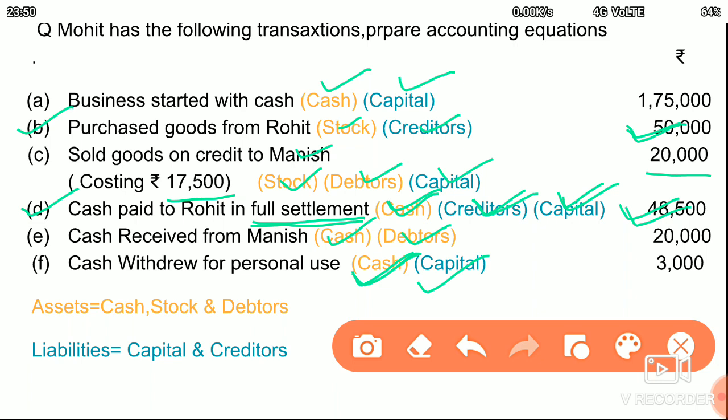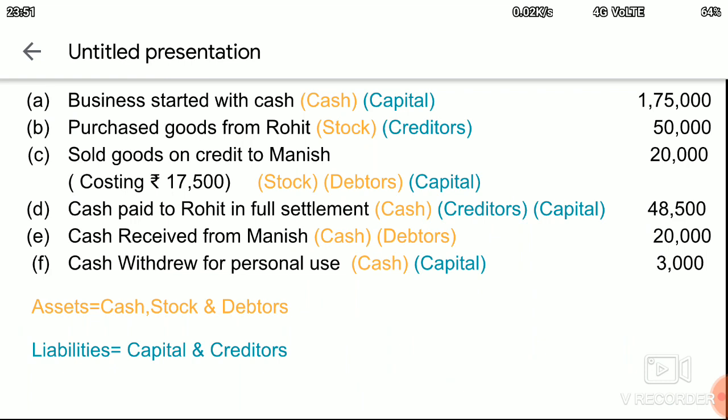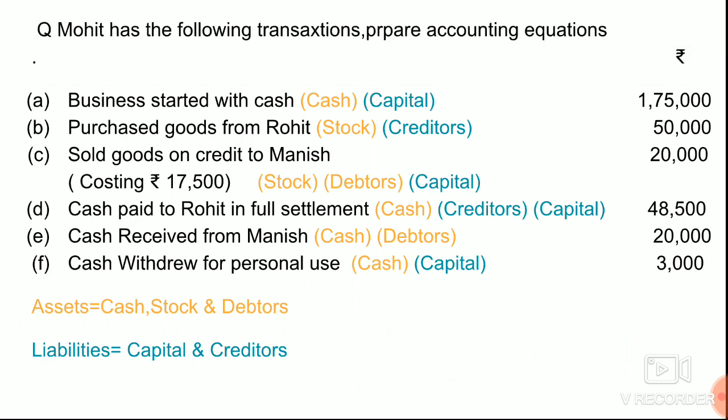Now if we look at all the accounts that are affected in each transaction, we find that we have to open cash account, stock account, and debtors account. These are the assets accounts which are affected after looking at all the transactions. Now liabilities, we have to open creditors account and the capital account. So let me start with the first transaction. I will explain them in detail and I will show you how to put the effect in the accounting equation.